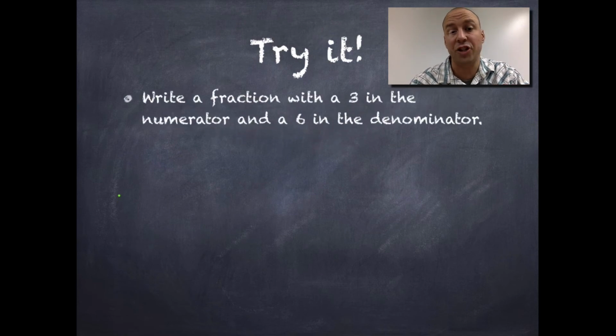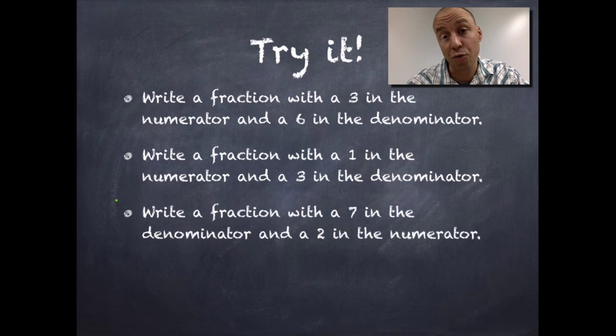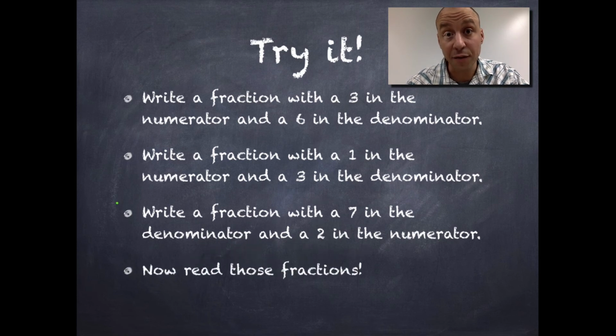I want you to write a fraction that has a 3 in the numerator and a 6 in the denominator. Then I want you to write another fraction that has a 1 in the numerator and a 3 in the denominator. And finally, I want you to write a fraction with a 7 in the denominator and a 2 in the numerator. Now pay attention because I tried to trick you there. Okay? And then finally, I want you to read these fractions.